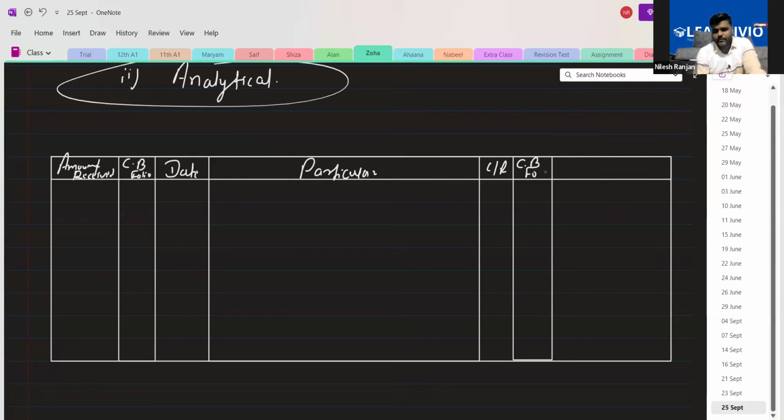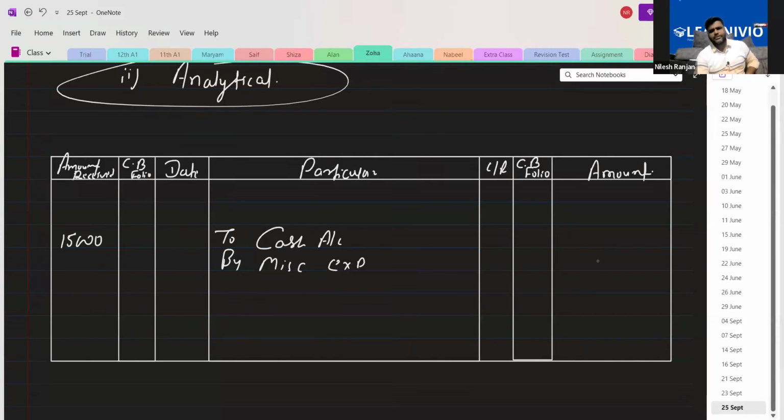Is that fine? Yeah. Okay. Now, the first time, if we receive cash, if there is no balance, then it will be written here like to cash. If you receive cash from main cashier, then you'll write it here. Let's say 15,000. Then you have spent so much money. So I'm writing miscellaneous expenses like this. Miscellaneous expenses here, it is 11,300.